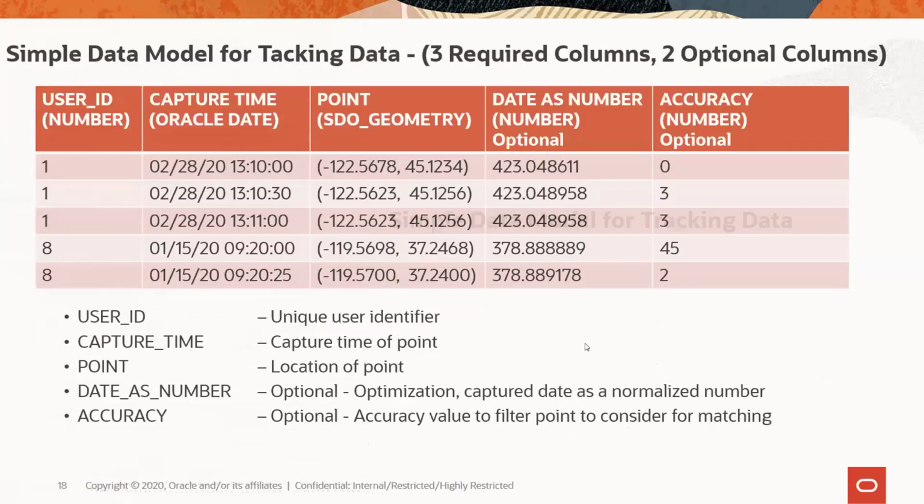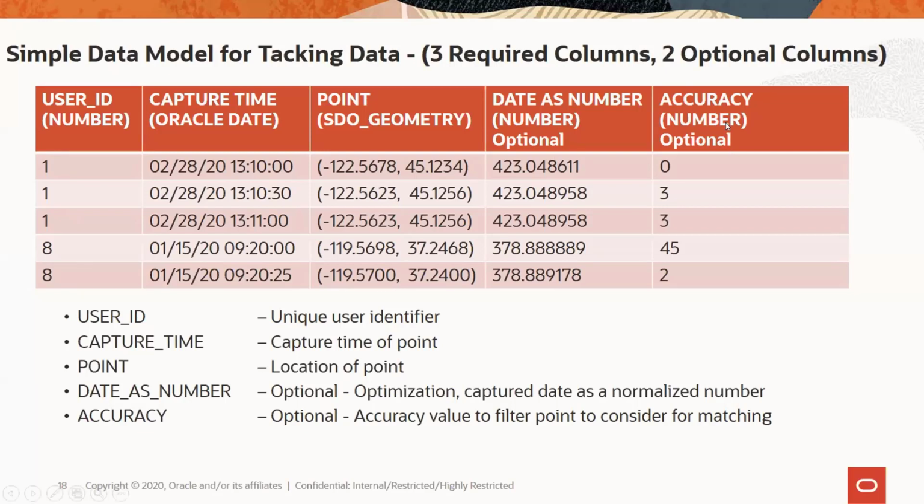The data model for this is also very simple. So this is where the tracking data actually gets put in. You've got your user ID, your capture time for your GPS point, the actual location, the geometry, the longitude, latitude for the point. And then you have some optional columns. One is called data's number, and that's for an optimization, and I'll explain that in a minute.